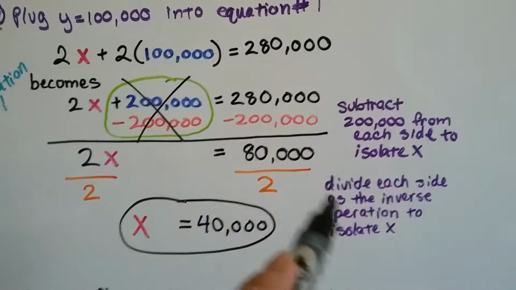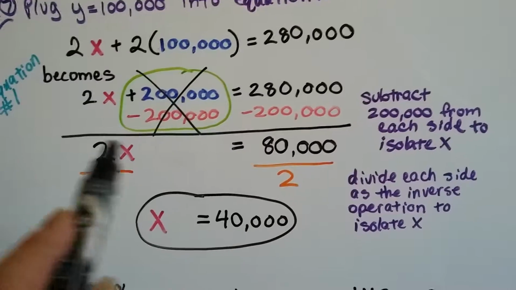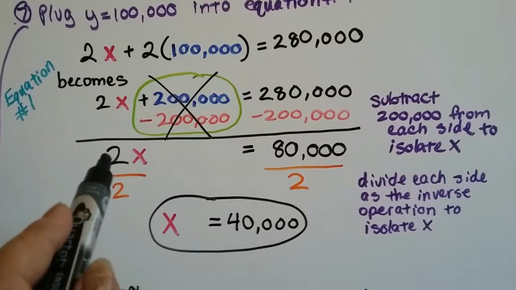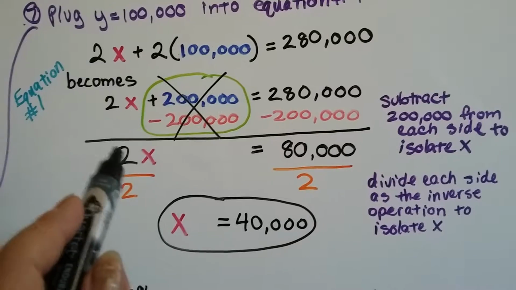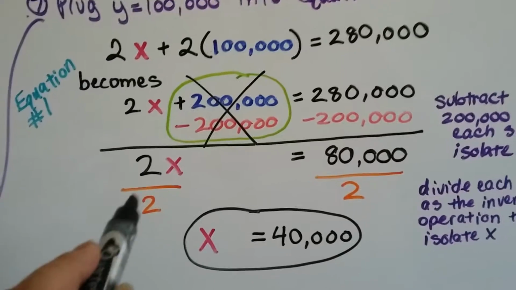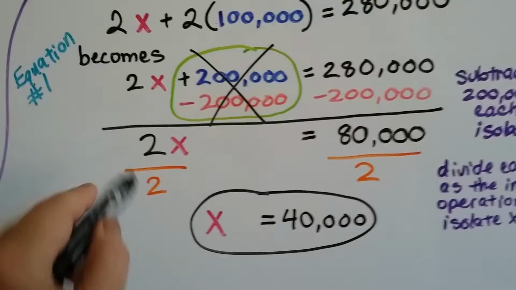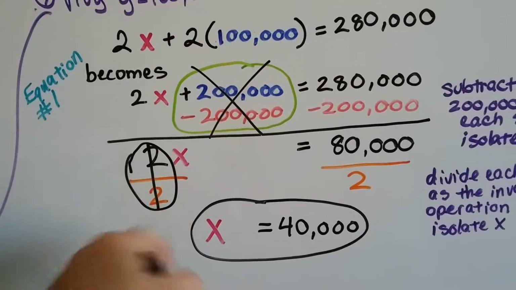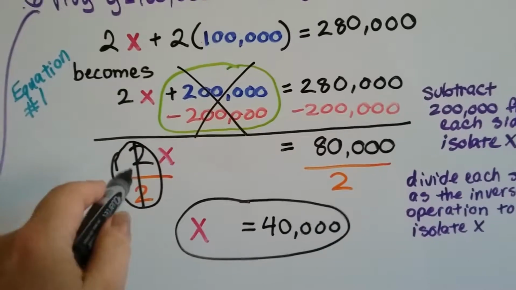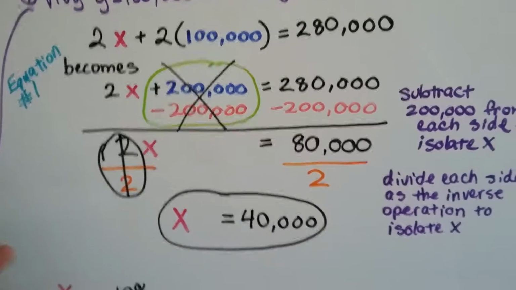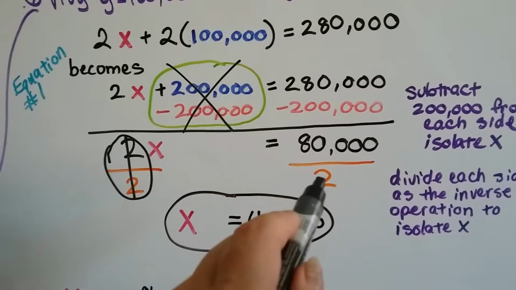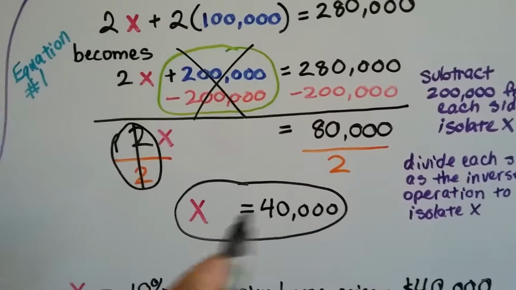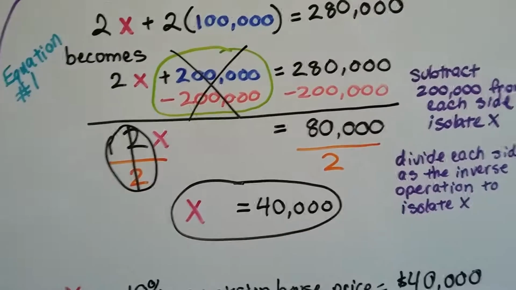And now we need to divide each side as the inverse operation of multiplication. 2x means 2 times x, whatever that variable is. And the inverse to undo this and get rid of the 2 would be division. So we divide both sides by the 2. And it gets rid of this as a 1. And we know we don't put a 1 in front of our variables. We can see there's one variable there. So when the numerator and denominator are the same, it makes a 1. And now we have 80,000 divided by 2. Well, 80,000 divided by 2 is 40,000. We now know that x equals 40,000.